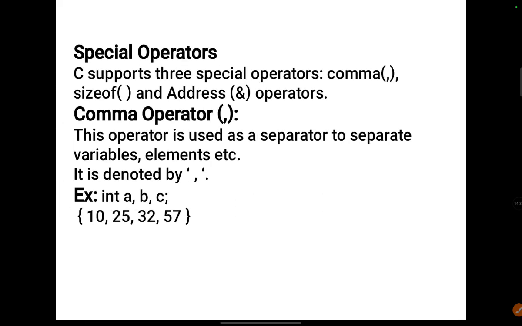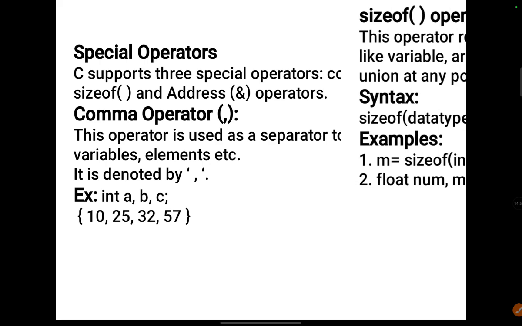Special operators: C supports 3 special operators: comma, sizeof, and address operators. Comma operator: this operator is used as a separator to separate variable elements, etc. It is denoted by a comma. Example, int a, b, c.